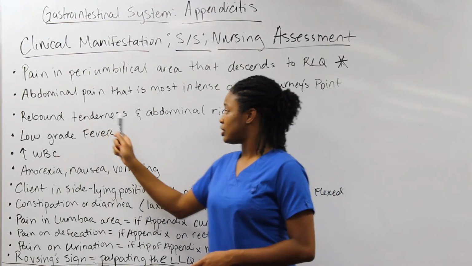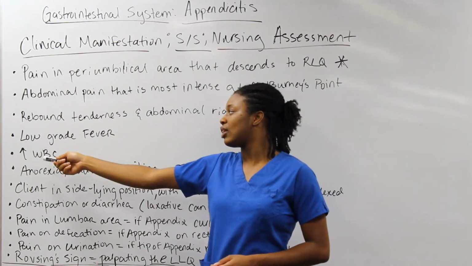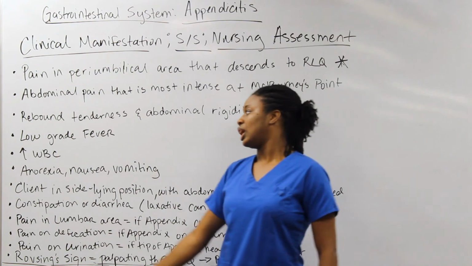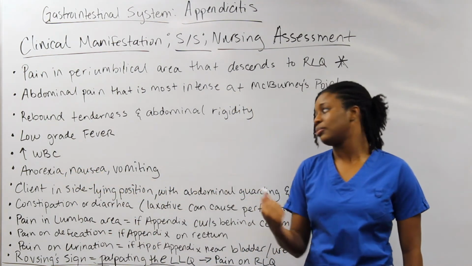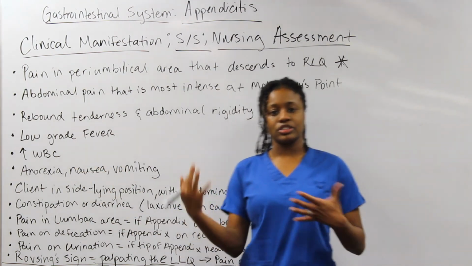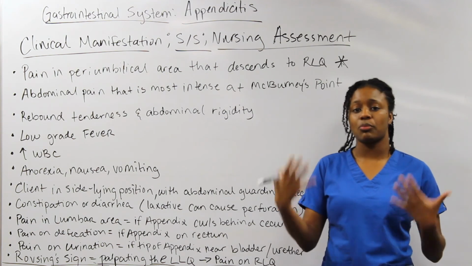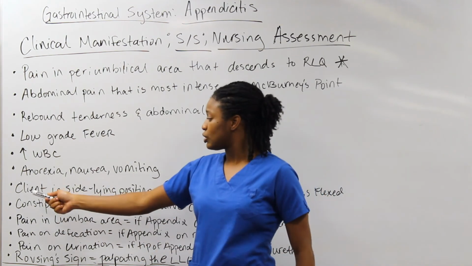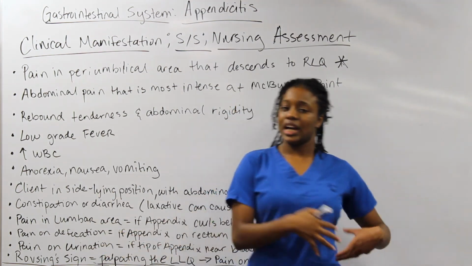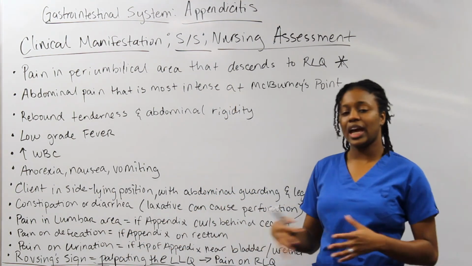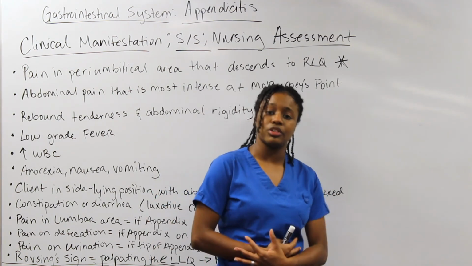Then you have rebound tenderness and abdominal rigidity, okay? Then you have a low-grade fever. They may have elevated white blood cells, which is WBC, right? Anorexia, nausea, and vomiting. And with anorexia, we're not talking about your typical people who are not eating because they want to stay skinny, but anorexia meaning poor appetite, okay? Also here, the client may be in a side-lying position, and they may have abdominal guarding. And what they mean by abdominal guarding is pretty much you're guarding your abdomen.